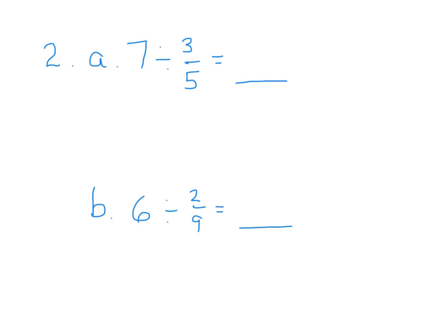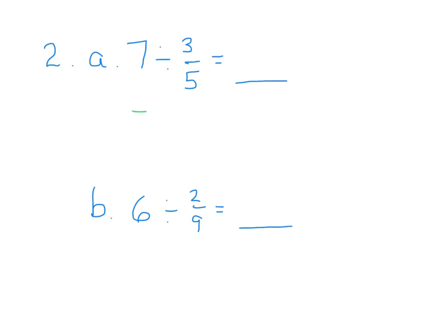Okay, here's number 2. We just have a set of problems in which we're going to practice the inversion method. That means when we are using the reciprocal and we're doing the copy, change, change. So the first problem, 2A, 7 divided by 3/5.